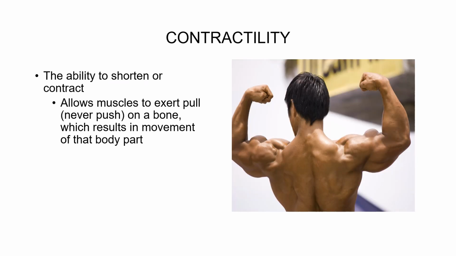Next topic is contractility, and this kind of goes hand in hand with the excitability or irritability. If you irritate or excite a muscle, it generally will contract. So you can see the effect of contracting is we are able to move our bones by pulling on those tendons, and then the tendons pull on the bones, and when you move your bones, you can move all those joints that we just learned.